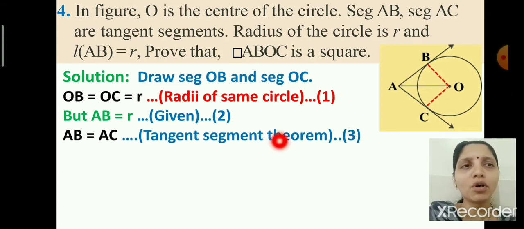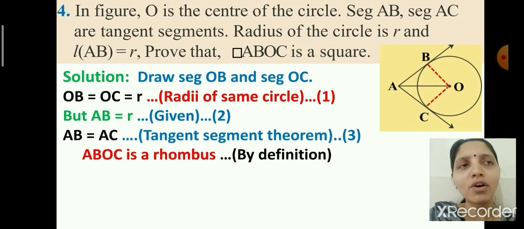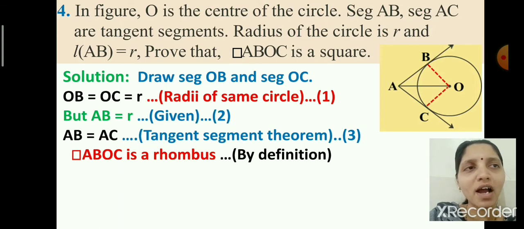So if you compare equation 1, 2 and 3, what you can write? OB is equal to OC is equal to AB is equal to AC, because all have the value as R. Therefore, we can write here quadrilateral ABOC is a rhombus by definition, because all sides of this quadrilateral are equal.